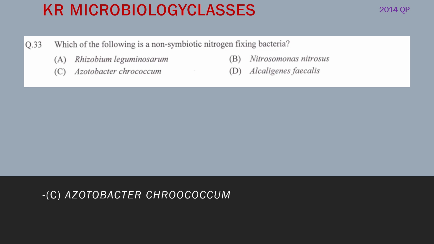The next question is: which of the following is a non-symbiotic nitrogen fixing bacteria? Option A, Rhizobium leguminosarum; option B, Nitrosomonas nitrosus; option C, Azotobacter chroococcum; option D, Alcaligenes faecalis. The correct answer is option C, Azotobacter chroococcum.